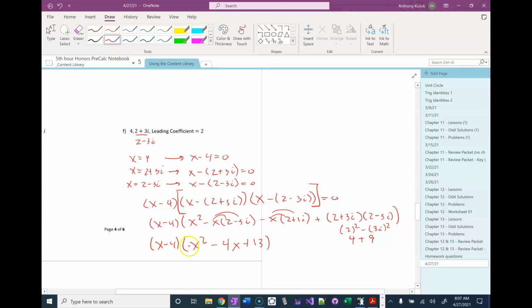And then I'm going to distribute through the other stuff. So I have x cubed minus 4x squared, and then minus another 4x squared, so that's really 8x. And then I have 13x, and 16x is 29x. And then that's minus 52. I think I did all that correctly. And then I still don't have my leading coefficient of 2, right? Yeah, so we just multiply everything through by 2.